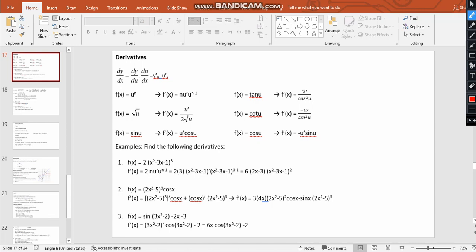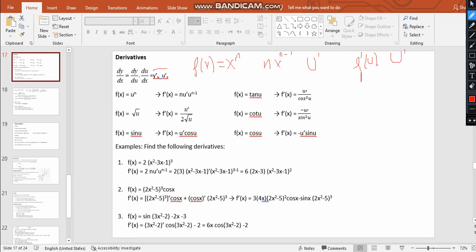Derivative using chain rule. We know from composite function dy over dx is y prime of u times u prime of x. So if you have f of x equal x power n, this is not of the form u power n, this is x power n. So the derivative is n x power n minus 1. But if you have u, we're going to add to it what we did in composite, u prime. Because in composite we said it's f prime of u times u prime. So always if you have an expression of x, you add u prime.